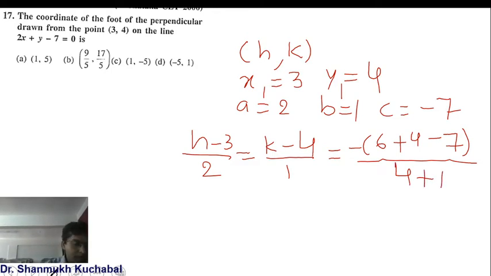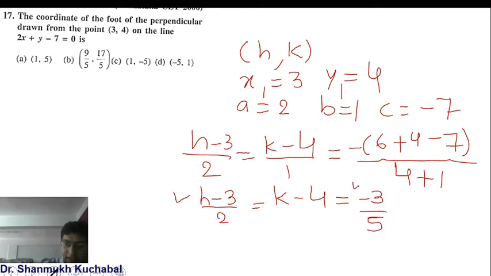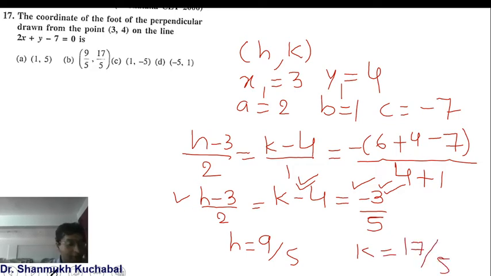Then we simplify this. (h - 3)/2 = (k - 4) = -3/5. Equating the first and last, we get the h value as 9/5, and equating the second and third, we get the k value as 17/5. So clearly option B is the right answer.